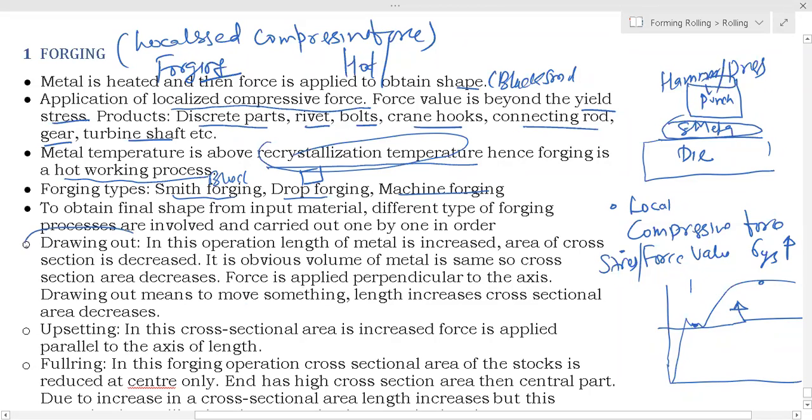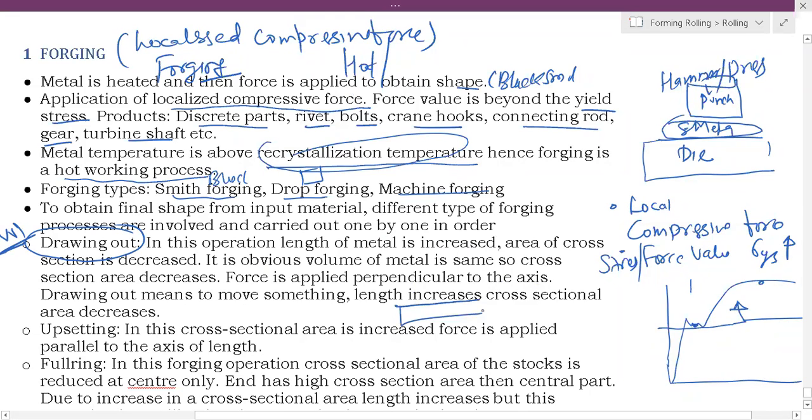One is called drawing out, which is always asked. In the forging operation of drawing out, the length of the metal is increased and the cross-section area is decreased. Means you have a shape like this, and the cross-section area will decrease. You have to apply force perpendicular to the axis. In this operation, length increases and area of cross-section decreases.